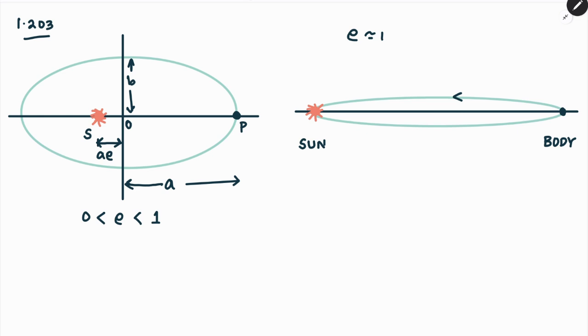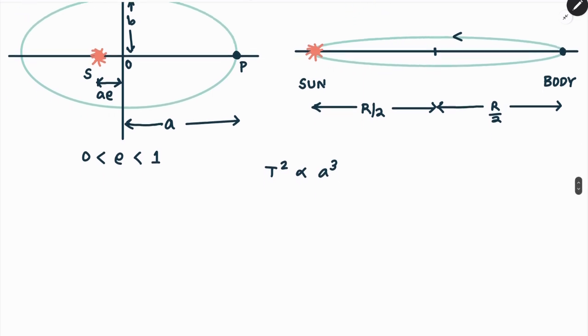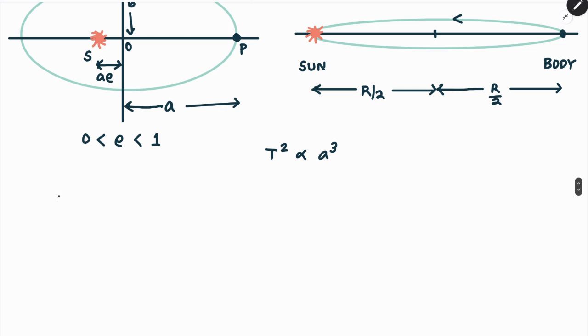If the distance is equal to the radius of the Earth's orbit, we can mark this distance as r, with r by 2 and r by 2 on either side. So the length of the semi-major axis is equal to r by 2. Now if we apply Kepler's law, using the expression T squared proportional to the cube of the semi-major axis, we can write T2 by T1 equals r2 by r1 to the power 3 by 2.